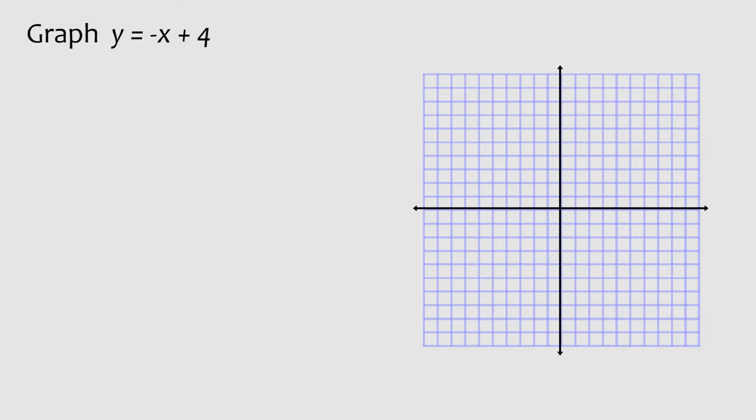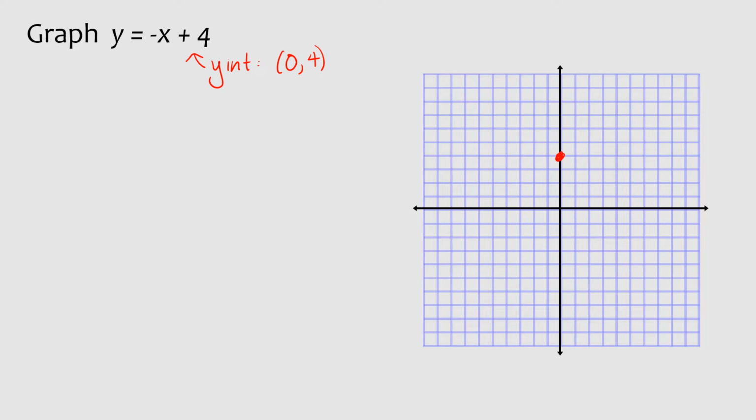Let's try another one. So again, I'm going to start with my y-intercept, and my y-intercept in this particular case is right here. So my y-intercept in this case is going to be 0, 4. And so I'm going to go 0 on my x and 4. So that's 1, 2, 3, 4. I'm right there.